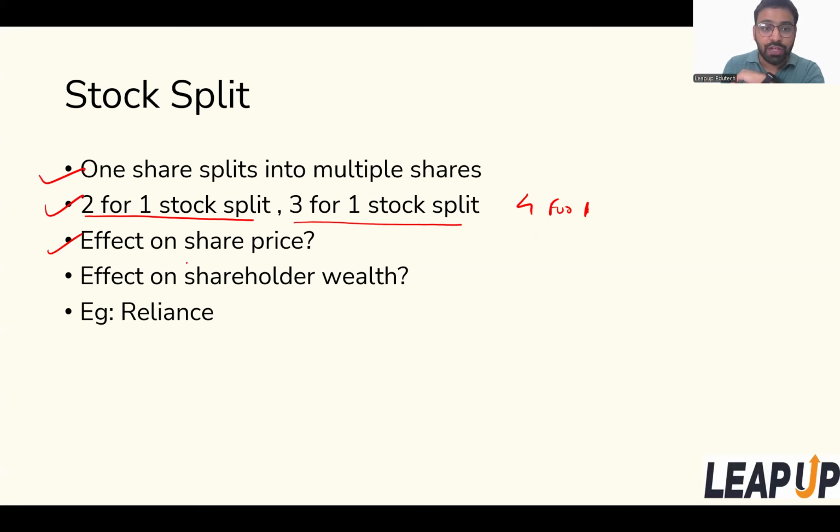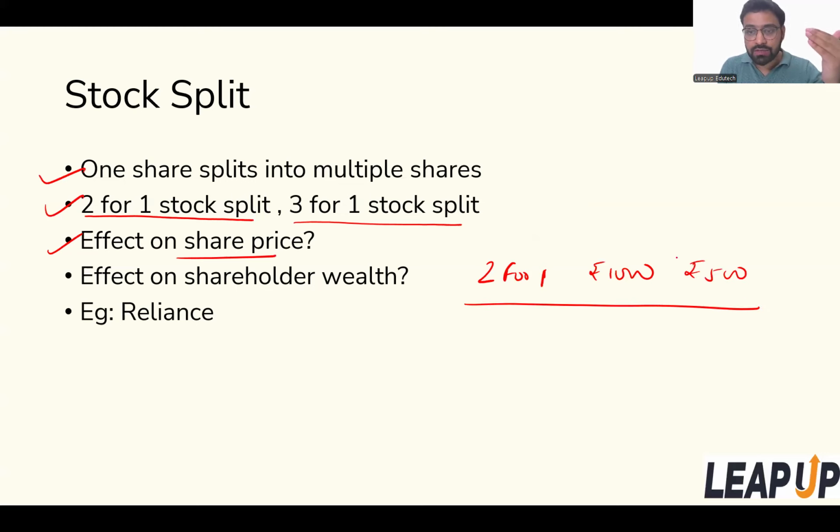Now, what happens to share price as a result of stock split? I'll come to why stock split is done, but first let's discuss what happens to share price. Let's say your company has done a 2-for-1 stock split, right? Your share price was rupees 1,000. Now, the stock price is going to fall by exactly half, which is to rupees 500 as a result of stock split. Why? Because one share is being broken down into two. That means the share price will ultimately fall down to rupees 500.